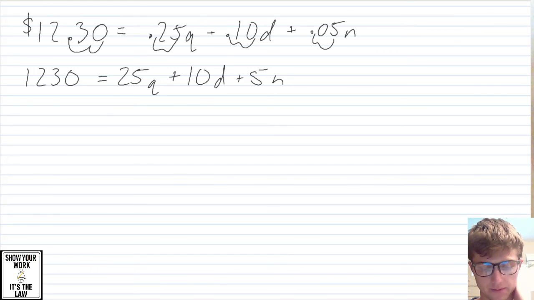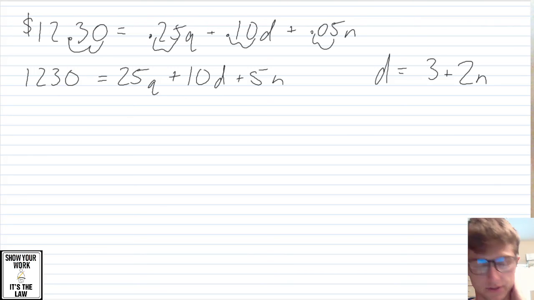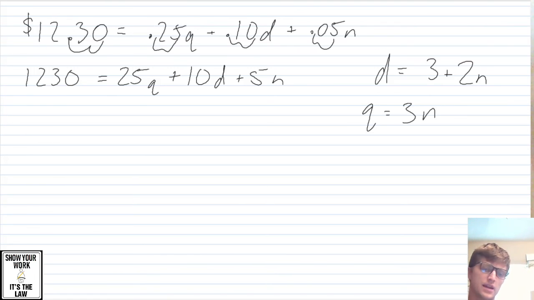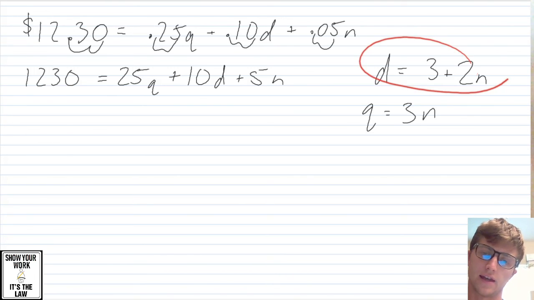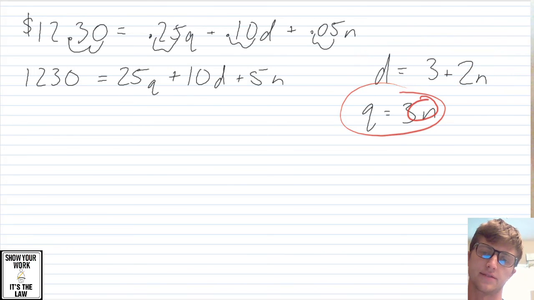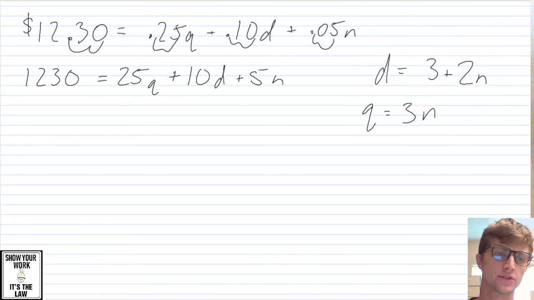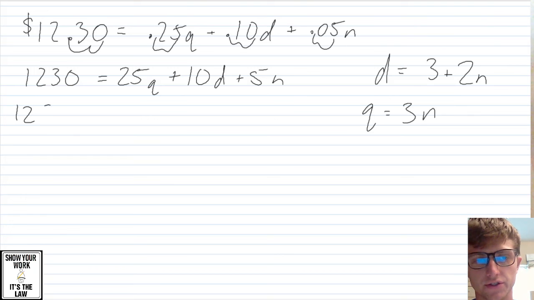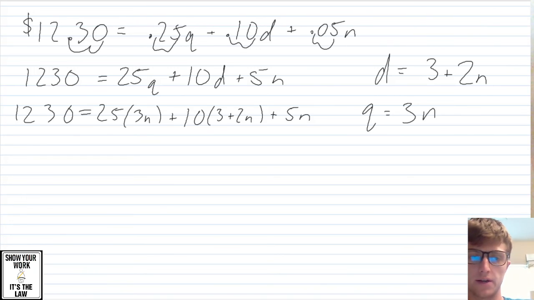The number of dimes is 3 more than twice the number of nickels. And the number of quarters is 3 times the number of nickels. How many coins of each kind do they have? All right, in this case, everything is related to nickels. Last time it was dimes, this time it's nickels. Let's do our substitutions. All right, made our substitutions.